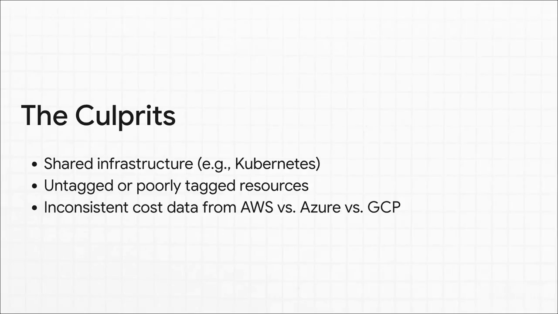So, who are the usual suspects in this whole cost mystery? Well, first up, you've got shared infrastructure. That massive Kubernetes cluster that all the teams love. How on earth do you slice up that bill fairly? Then there's the classic problem, the untagged resource. You know, the ghost in the machine that's just racking up costs with no owner. And to top it all off, each cloud provider, AWS, Azure, GCP, they all speak a different financial language, which makes getting a single source of truth feel basically impossible.